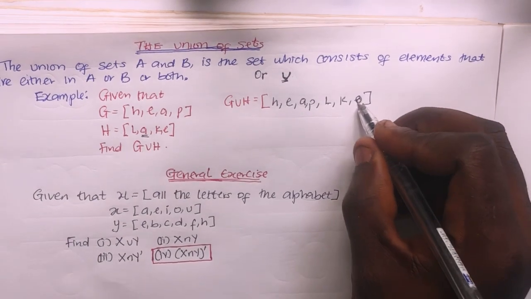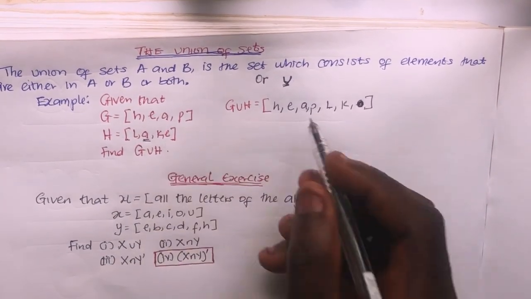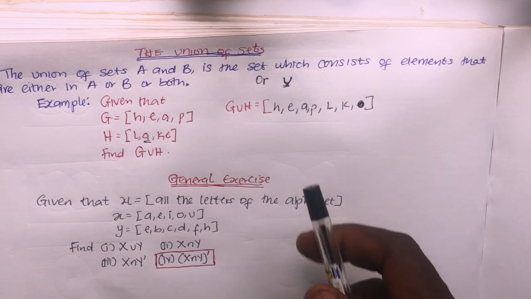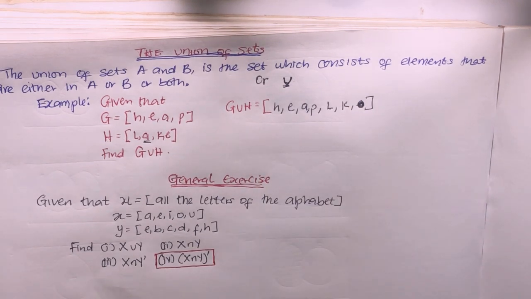Addition. Actually, my E should not be there. E must not occur twice. A particular element must not occur twice when we are talking about union. As far as union is concerned, you don't repeat an element twice. So you have H, E, A, P, L, K. That's our G union H. The next move is to the general exercise.